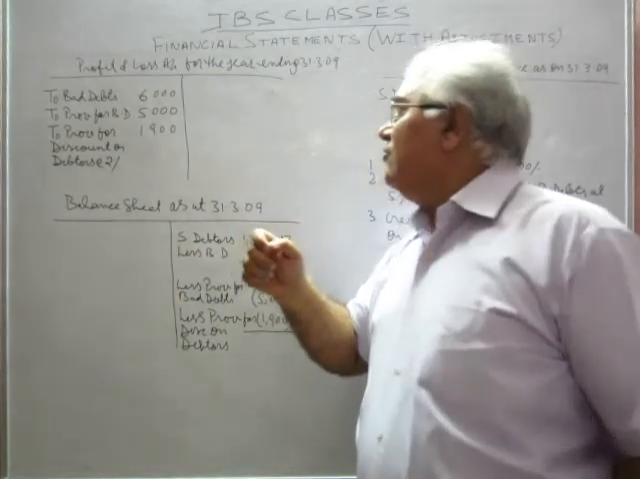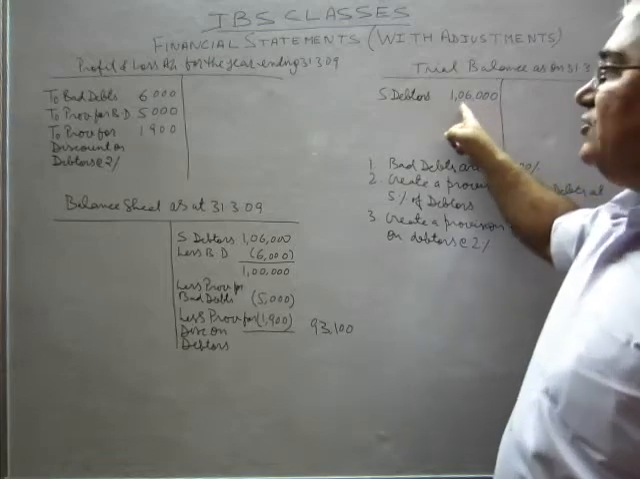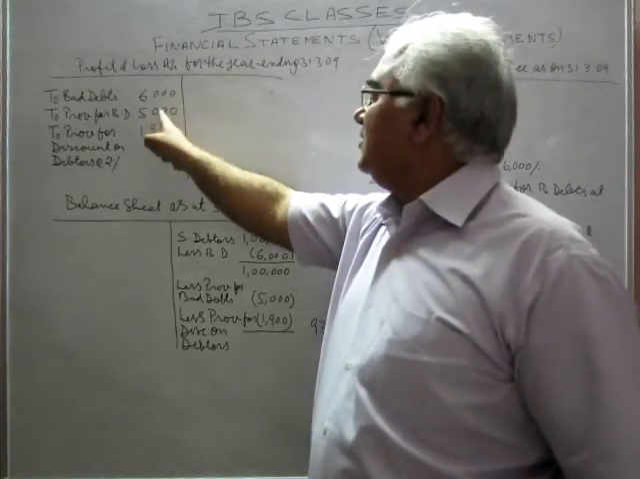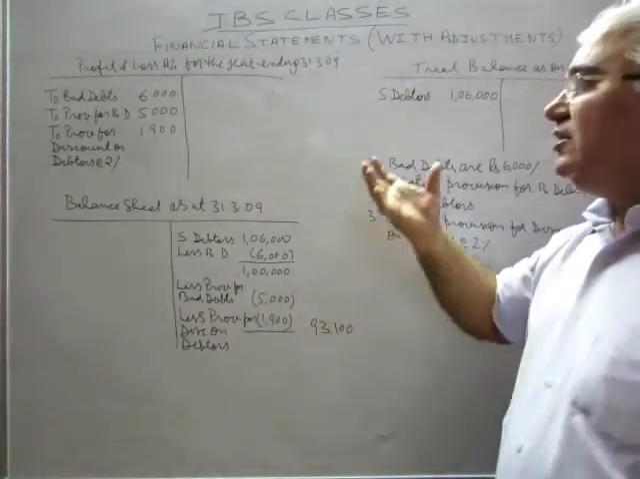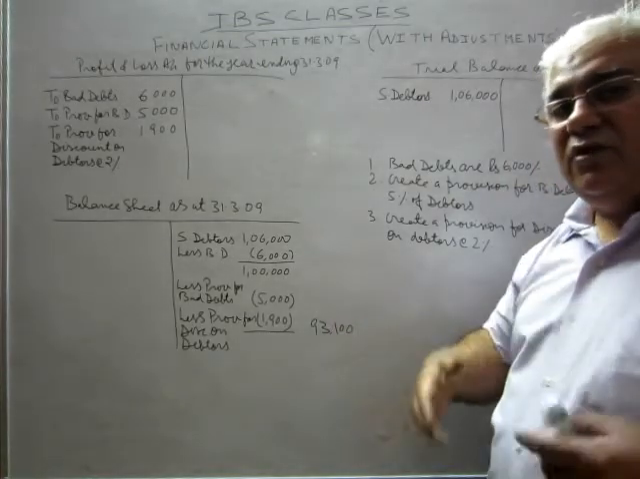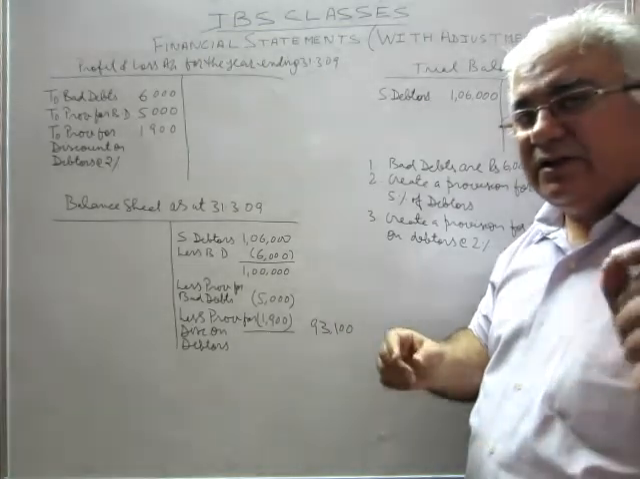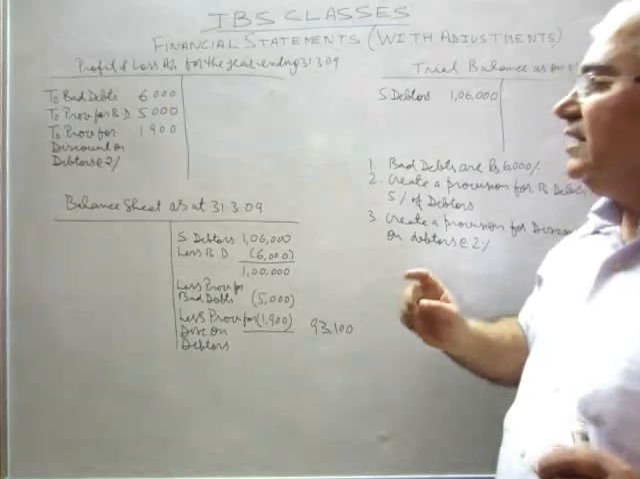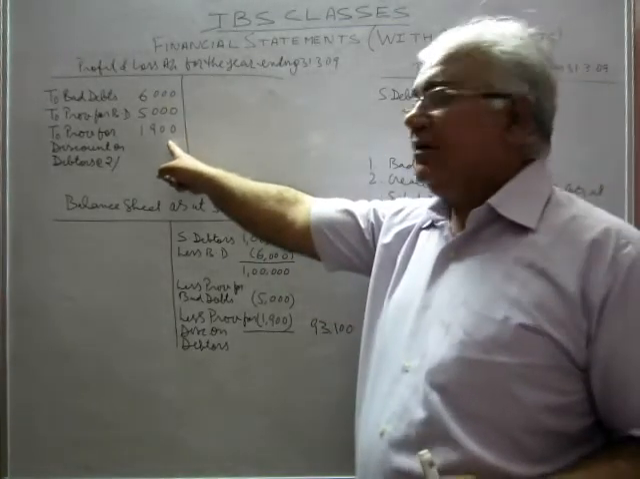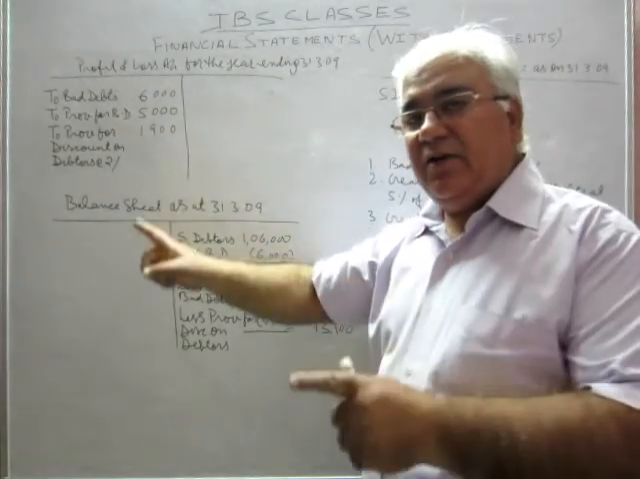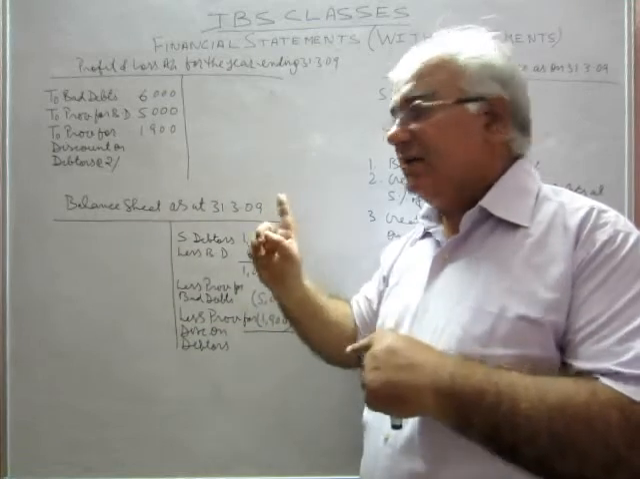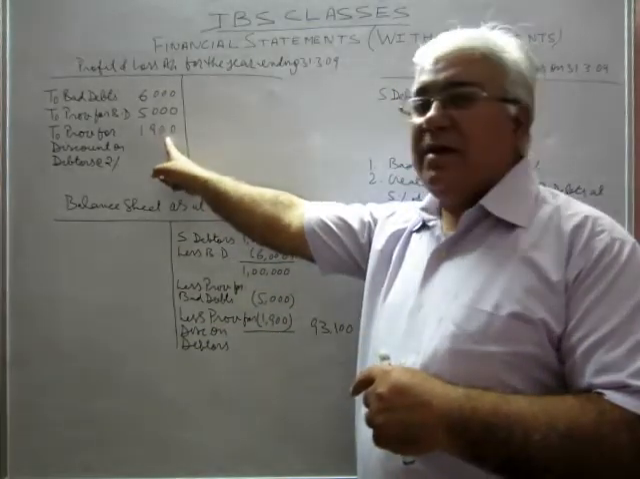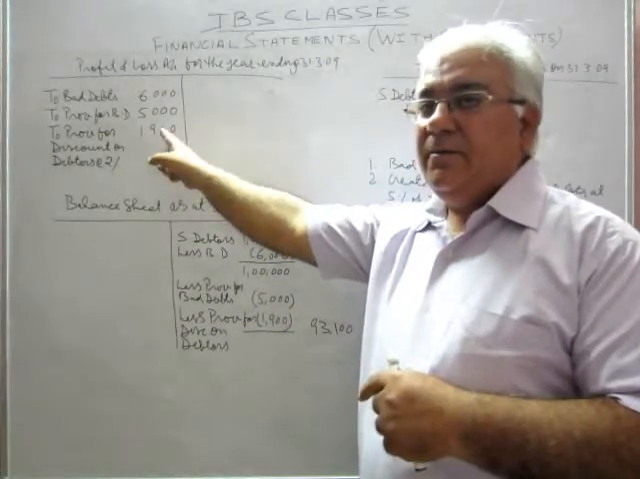Right? Now, from 1,06,000, when this 11,000, 6 plus 5, is reduced, on that reduced amount, you have to create a provision for discount on debtors at the rate of 2%, and that comes to 1,900. Again, entry is P&L account debit to provision for discount on debtors. So that's why this will be debited to P&L account.